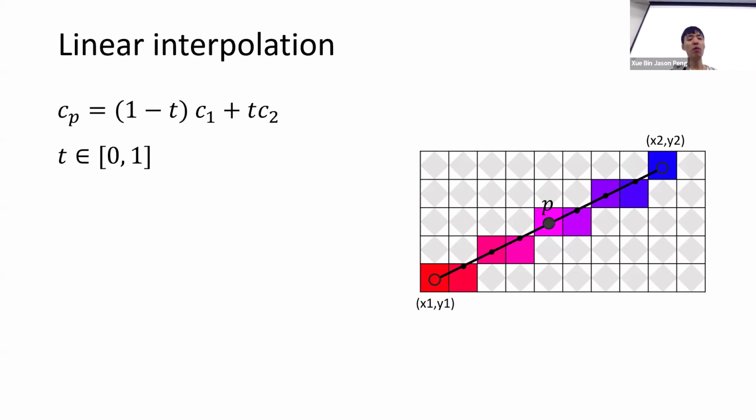Now, similarly, as we move closer and closer to the end point, the value of T is going to increase. So 1 minus T is going to have a small value, which means that C1 will be given a small weight. And since C2 is given a weight of T, it's going to get a higher and higher weight as we get closer to the endpoint. So this linear interpolation captures our intuition that the color of a point should be more similar to the vertex that it's closer to.